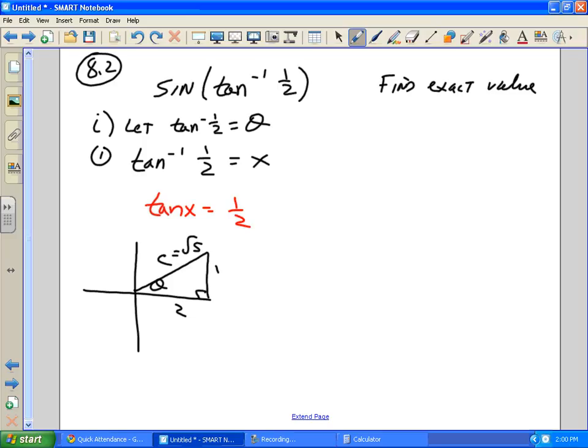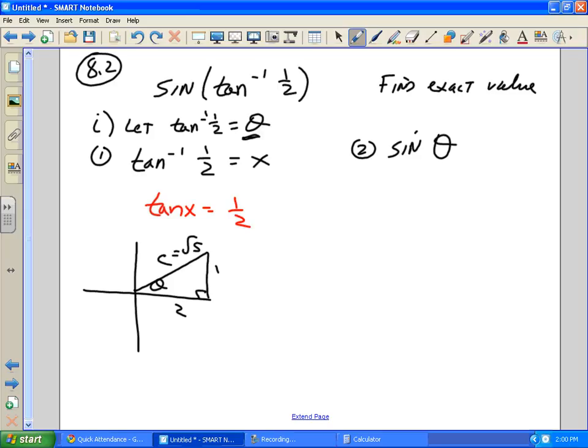Okay, I want what's inside the parentheses to be theta. So now you found that the tangent of x is equal to a half, correct? You found the missing side. So now the second piece is the sine of, well, you let theta be the inverse tangent of a half. So everywhere I see the inverse tangent of a half, I'm going to replace it with that theta.